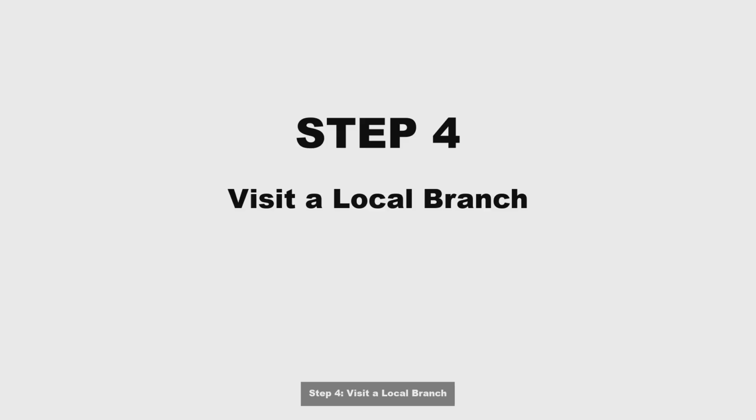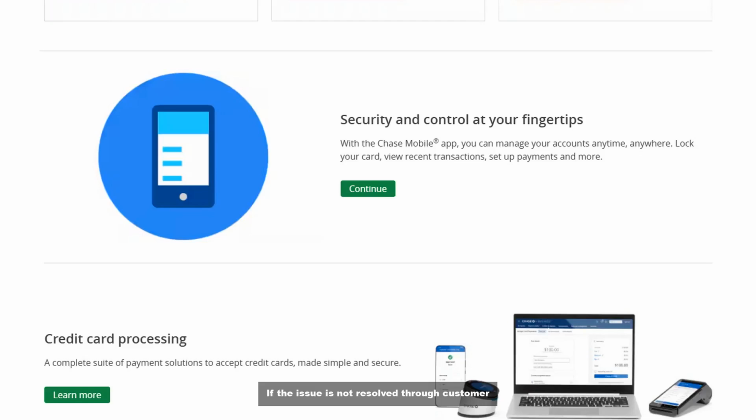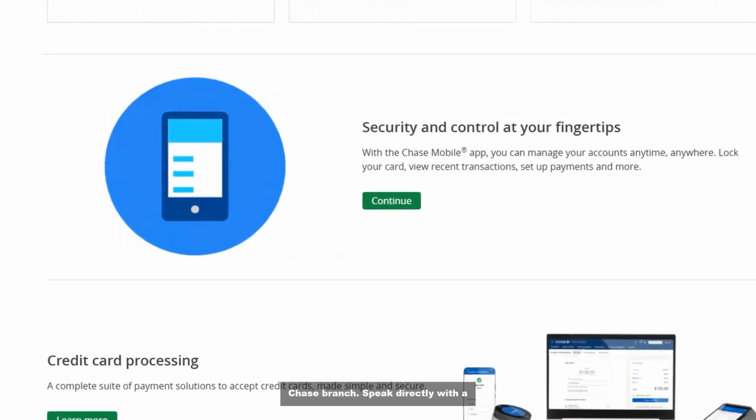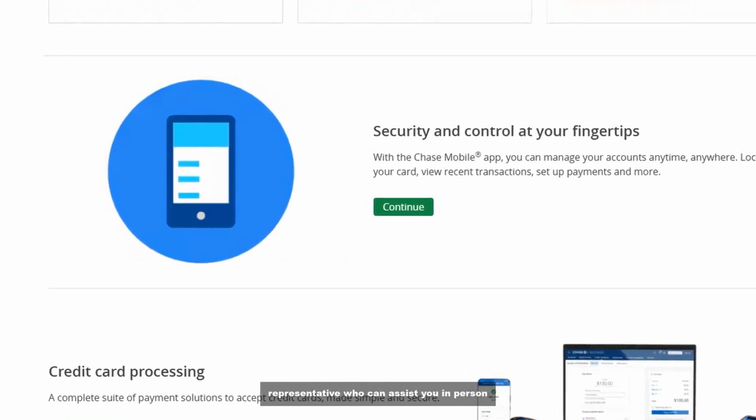Step 4. Visit a local branch. If the issue is not resolved through customer service or online, consider visiting a local Chase branch. Speak directly with a representative who can assist you in person and provide additional support.